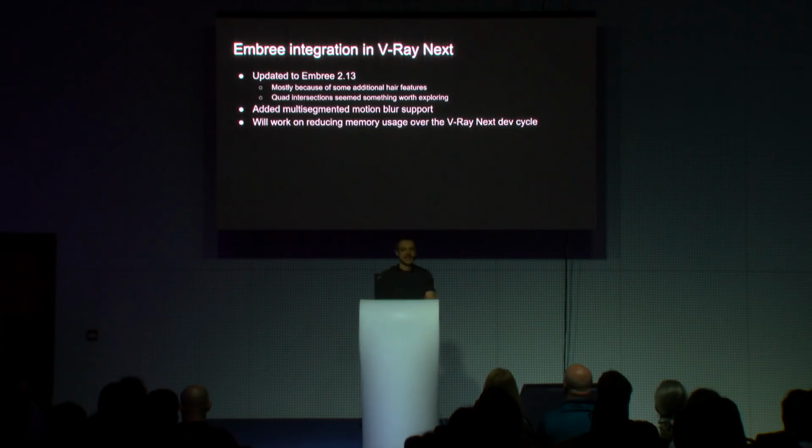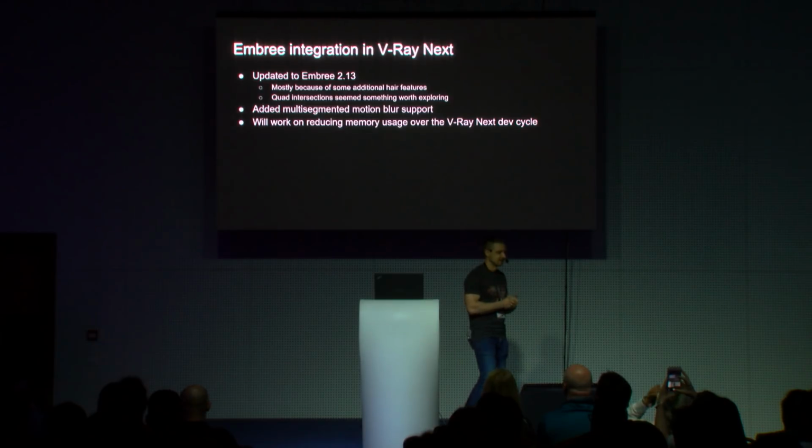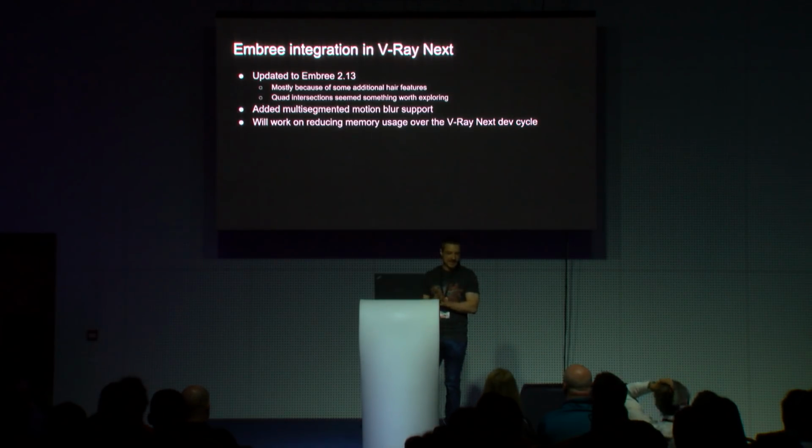With VRay Next, we updated to a new version of Embree. First, because we obviously need to keep things current a little bit. Then it also had some interesting new improvements in the hair intersectors that we wanted to use, and it had the ability to do intersections not only with triangles, but with quadrangles, which we thought was worth exploring. For VRay Next, we also added multi-segmented motion blur. And the plan during the VRay Next release cycle is to work on reducing memory usage for Embree.